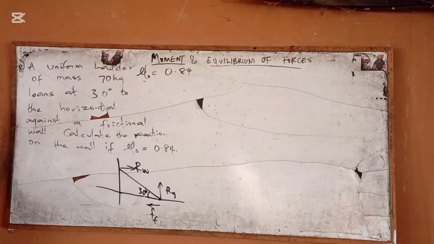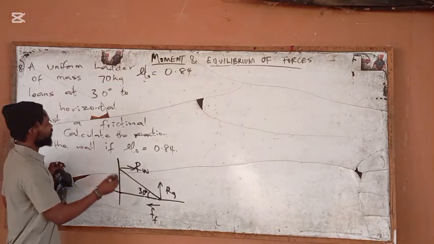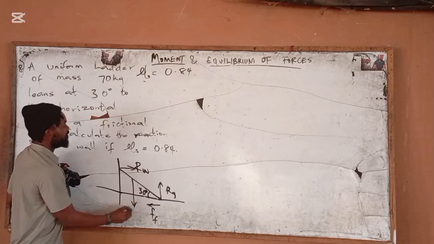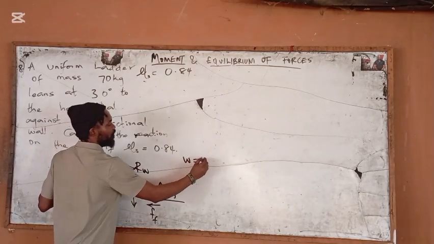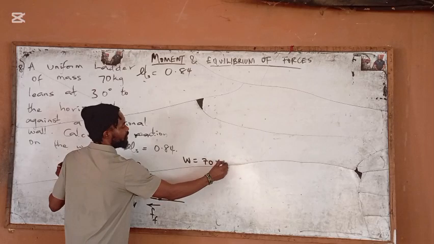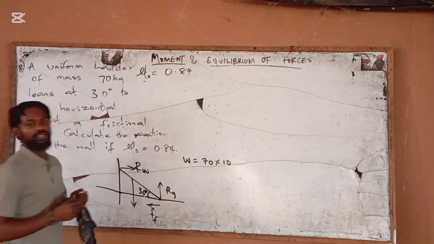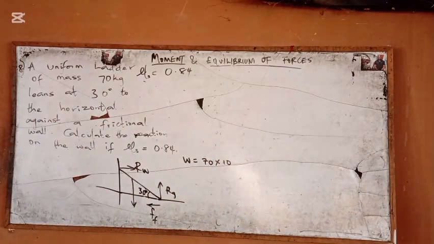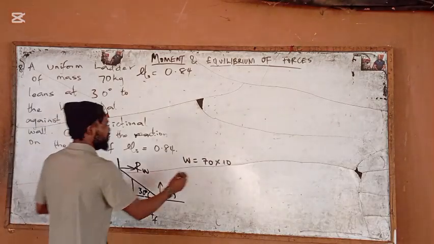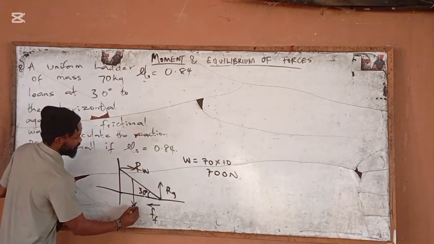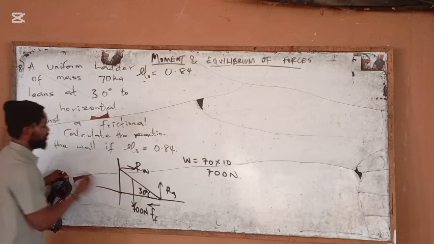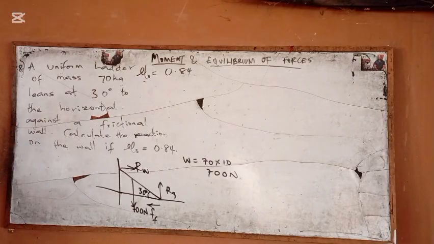Weight of the ladder. What was it? 70 kg. That is, it will now be W equals 70 times 10. Okay, which is going to give me what? 700 Newton. So let me write it here. 700 Newton. Is there any other thing?